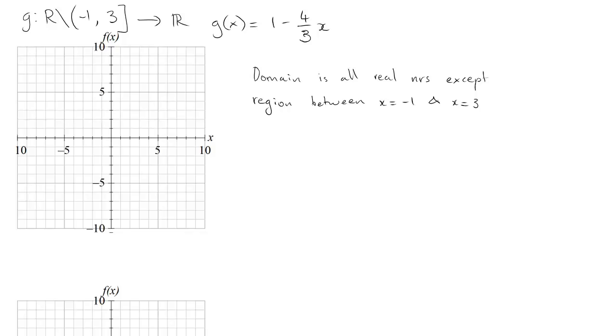Now, so everything apart from the region between -1 and 3 is inclusive. So -1 is here, and 3 is there. So we're not going to have any linear function between those 2 points, but everywhere else it will be fine. Now, what I'll do is, once again, I'm going to find endpoints.